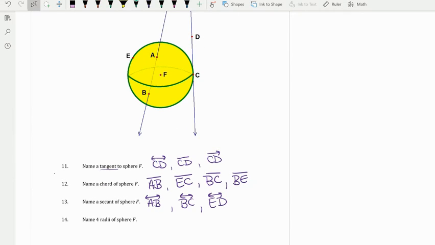For radii of the sphere, radii, remember, have to go from the center to a point on the outside of the sphere. So we could say things like FA would work as a radius. We could do FC. We could do FB. And we could do FE. The only one we can't put F with is D again because it's not on the sphere.